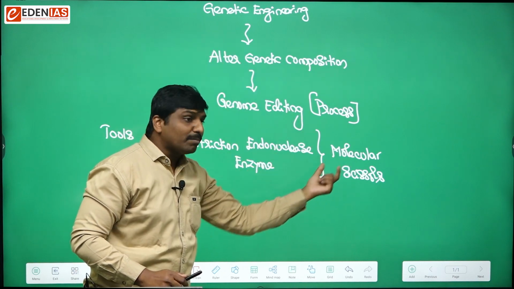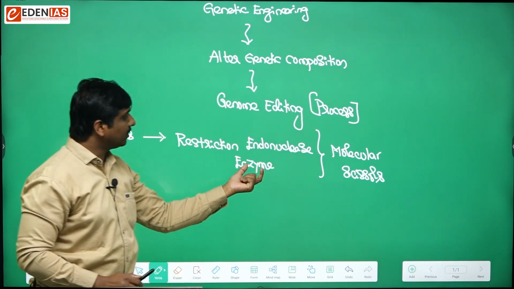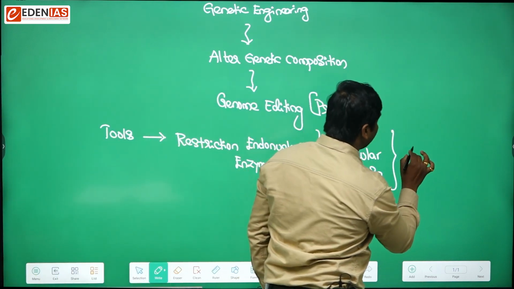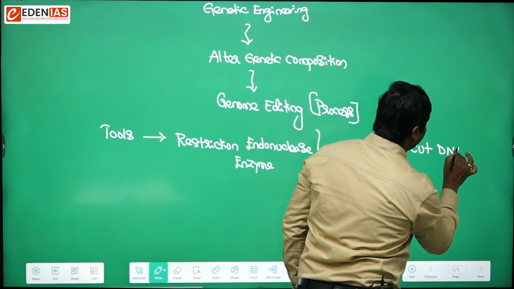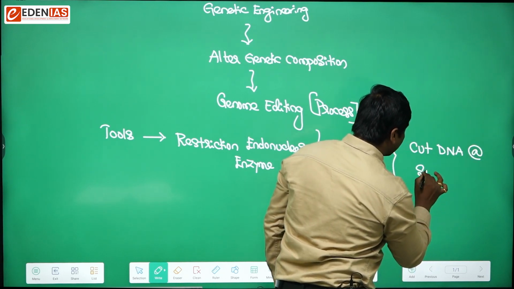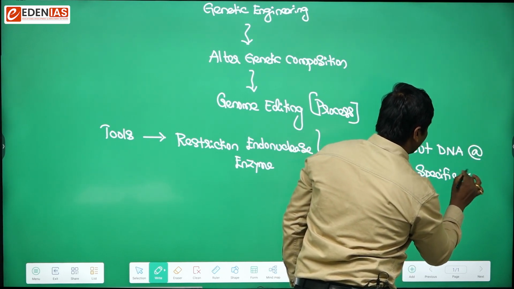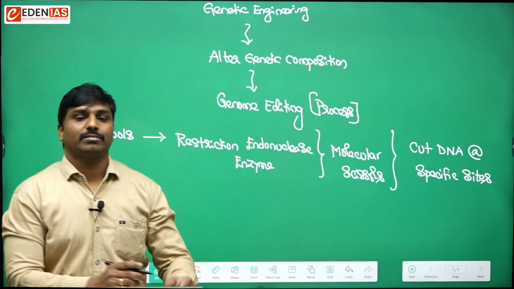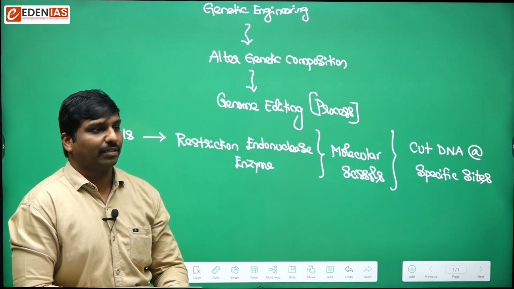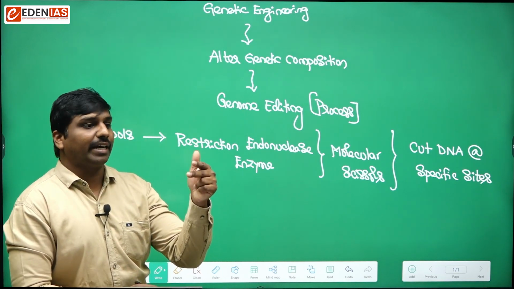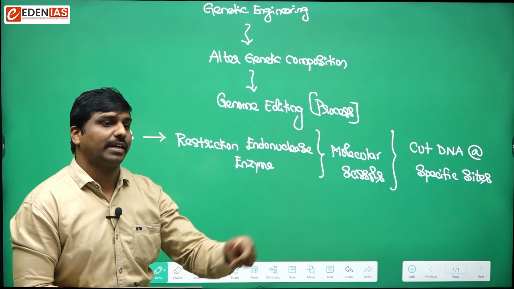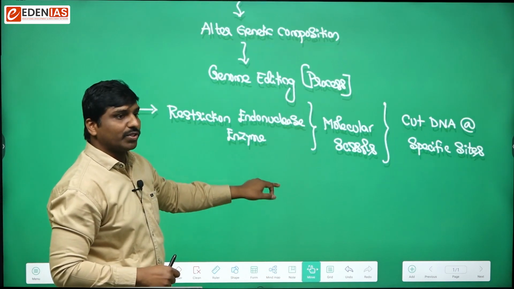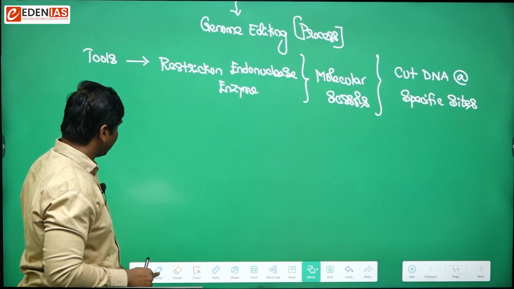The function of this molecular scissor, called restriction endonuclease enzyme, is to cut the DNA at specific sites. Wherever it is required, it goes there and cuts the sequence of the DNA. So cutting of the DNA at the required sites is the function of restriction endonuclease enzymes.